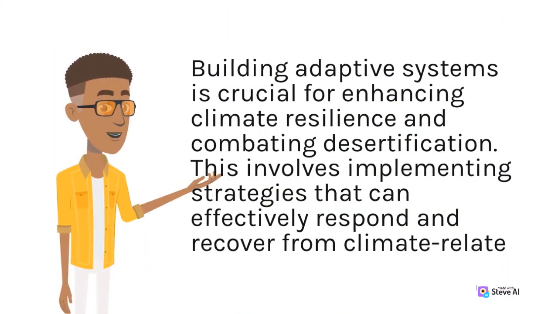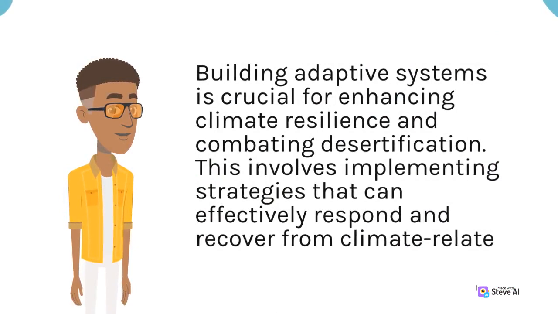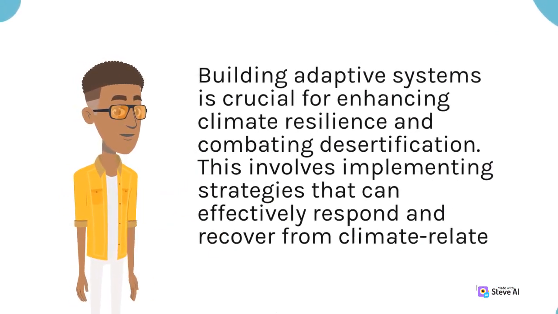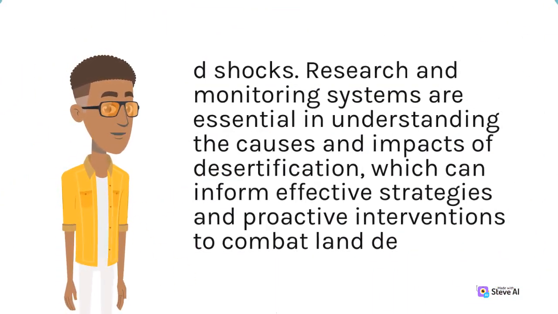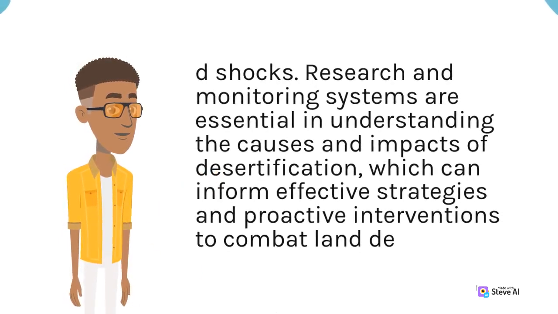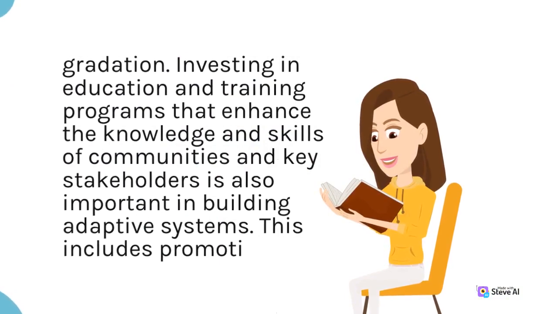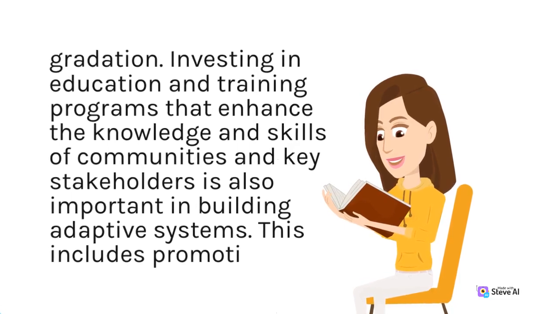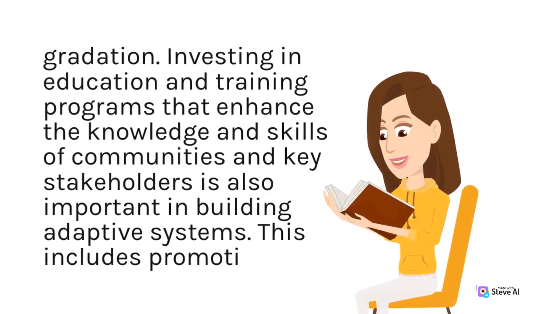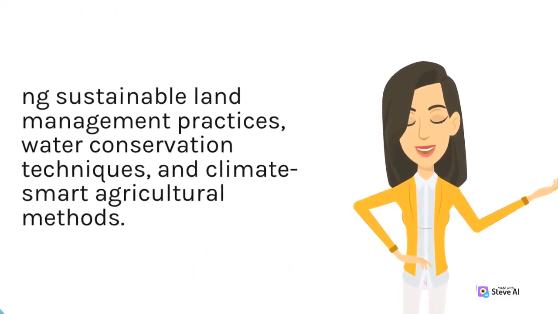Building adaptive systems is crucial for enhancing climate resilience and combating desertification. This involves implementing strategies that can effectively respond and recover from climate-related shocks. Research and monitoring systems are essential in understanding the causes and impacts of desertification, which can inform effective strategies and proactive interventions to combat land degradation. Investing in education and training programs that enhance the knowledge and skills of communities and key stakeholders is also important in building adaptive systems. This includes promoting sustainable land management practices, water conservation techniques, and climate-smart agricultural methods.